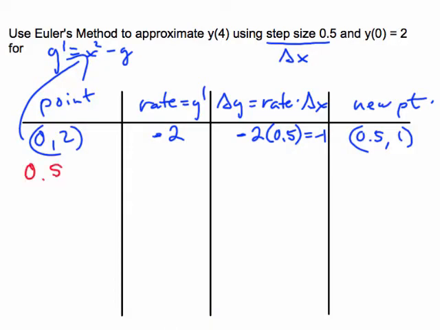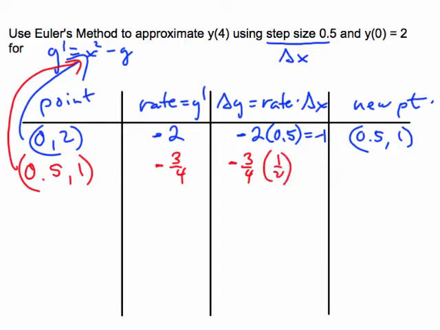Take our next point, and now we're going to plug in our slope here. So we're going to have a half squared, which is a quarter, minus 1, which is negative 3/4. We're going to take our rate and follow it for half a unit, which is negative 3/8. And so my new point is x goes up by a half to 1, and for y we add our change in y, negative 3/8, which lands us at 5/8.